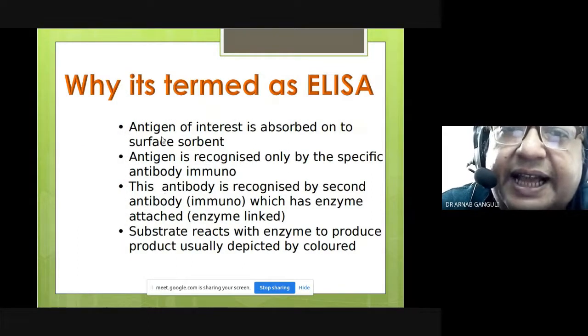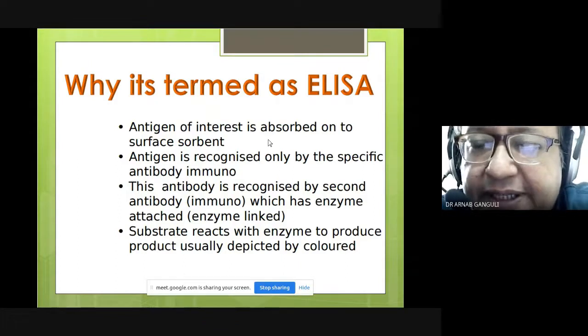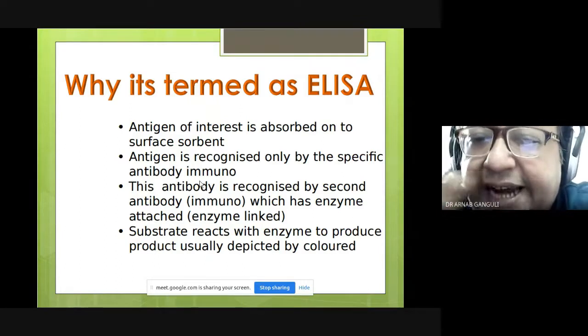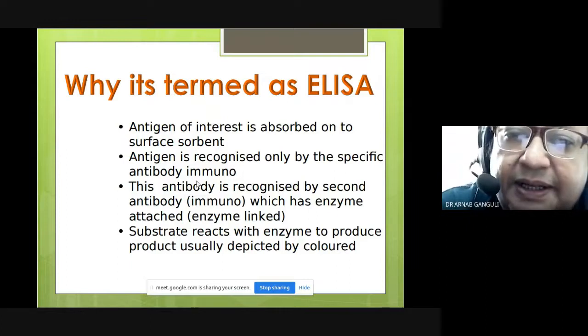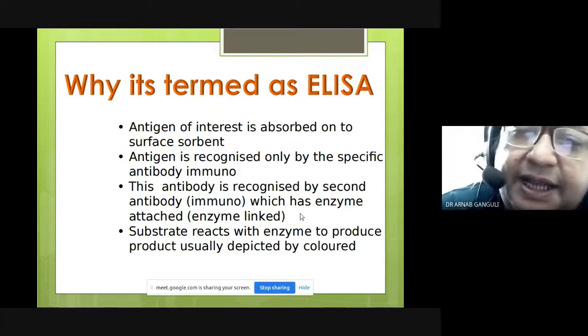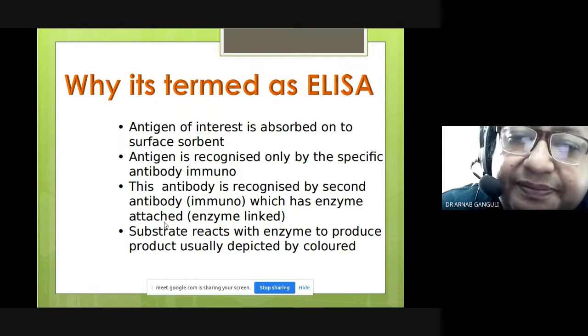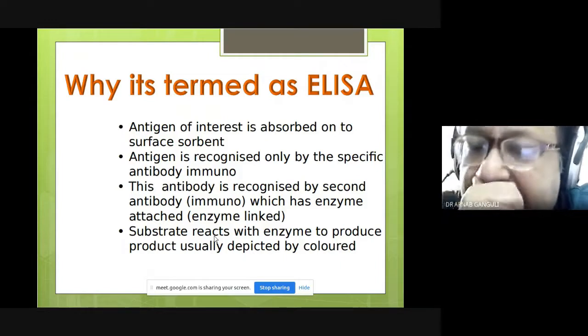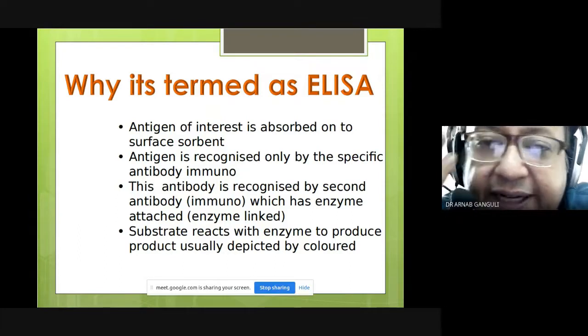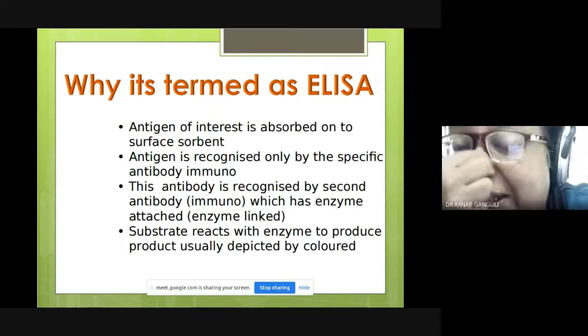Why is it termed ELISA? The antigen of interest is adsorbed onto a surface sorbent. So on the well, there is a sorbent on top of which your antigen is adsorbed, and the antigen is recognized only by its specific antibody. That antigen can be your sputum, blood, whatever. Then this primary antibody is recognized by a second antibody, which is against the Fc portion, and which has an enzyme linked to it. Then you add a substrate, and that enzyme will convert the substrate into a product, and that product is colored. Depending upon the strength of binding, the color is more, and this machine is going to measure the intensity of color like a spectrophotometer.